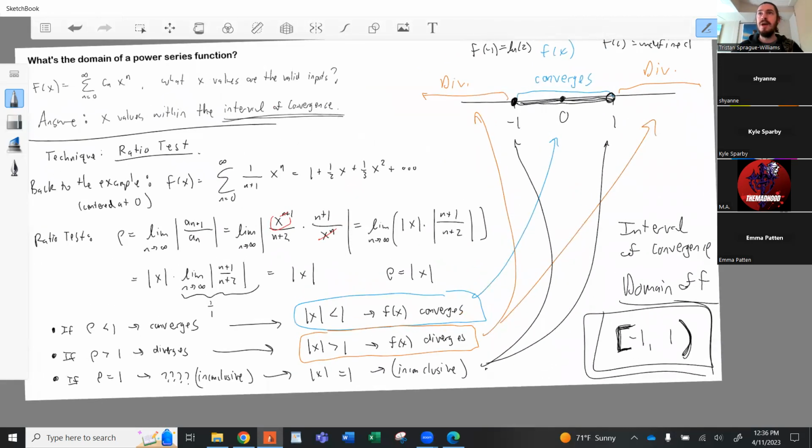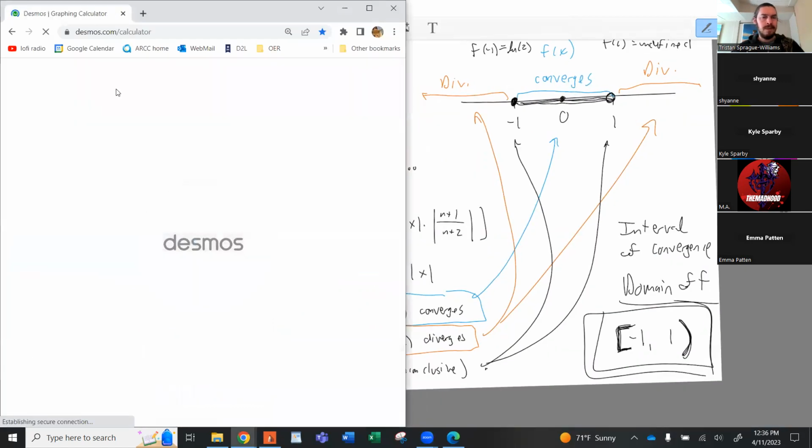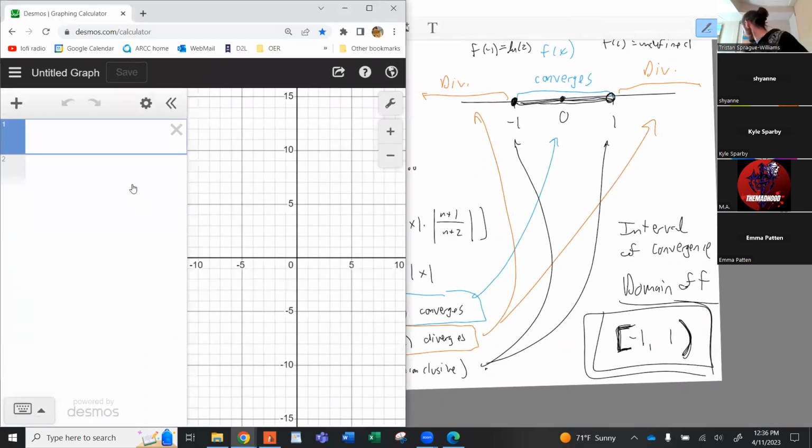I'm gonna pull up Desmos. We're gonna take a look. I think Desmos should be able to do this. Oh no, my poster fell down. That's what I get for opening my window.